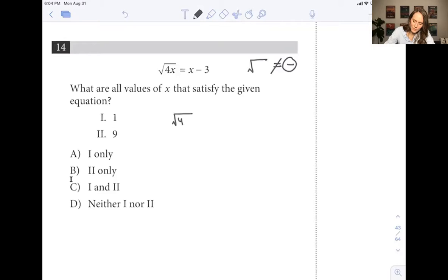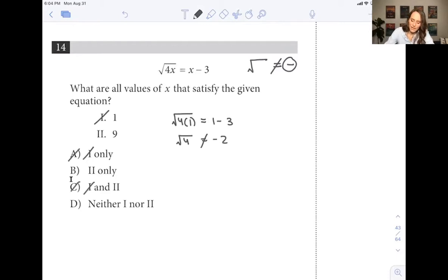So 4 times 1 equals 1 minus 3. That gives me the square root of 4 equals -2. I can't have that. Remember, I cannot have an even root equal to a negative number. So it cannot be 1. So it cannot be A and it cannot be C because both of those include Roman numeral 1.